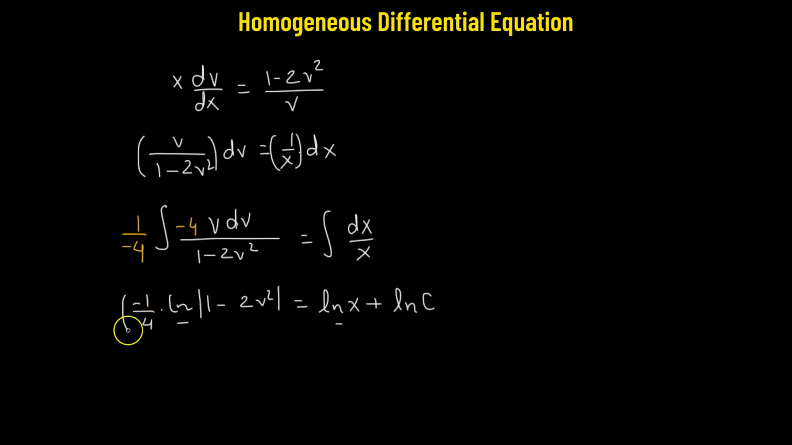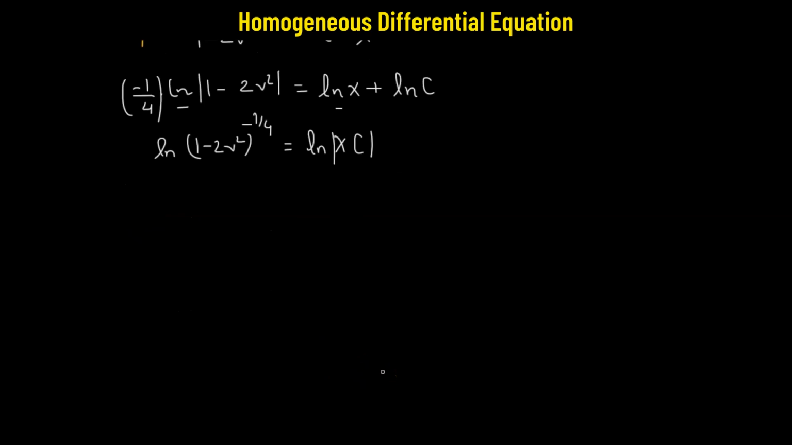We have taken natural log of c because everything else is in terms of logarithm. We can use the property of logarithm and take the -1/4 and write it as the exponent of 1 minus 2v squared. So that means we have the natural log of (1 minus 2v squared) raised to the power of -1/4. And we can combine natural log of x plus natural log of c, since the sum of the logarithms becomes the natural log of the product of the two arguments, so this will be x multiplied by c. Now we can get rid of the logarithm from both sides. So this will give us (1 minus 2v squared) raised to the power of -1/4 equals x times c.